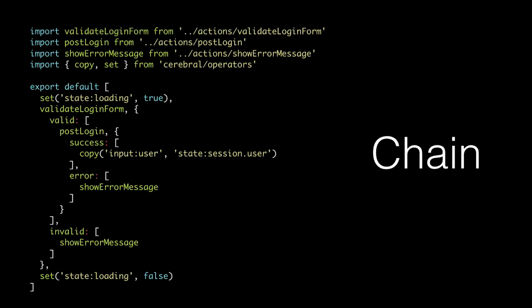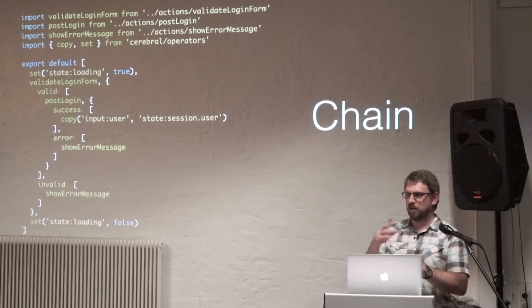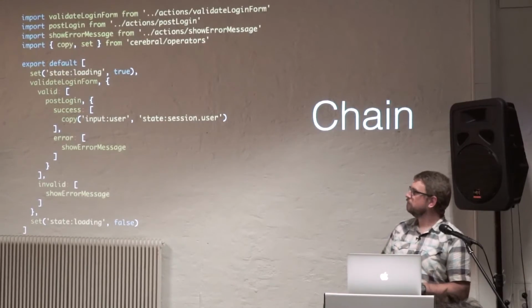This chain is showing a login process. So we basically have a number of actions defined here. And the point of a chain here is that we end up with a very high level and readable process, so we can see what happens. So at the beginning, we're going to set a loading state. Might start off a spinner or whatever within our application.